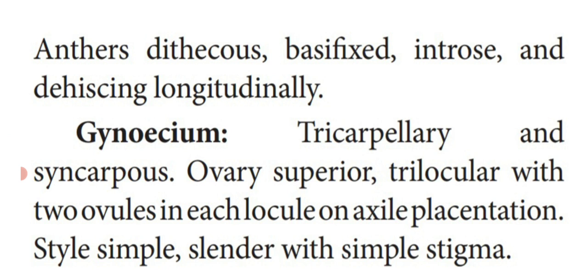Gynoecium: they contain 3 carpels, tricarpellary. So 3 carpels means 3 locules are there, so trilocular. Carpels are attached, syncarpous. Ovary is at the top, so superior ovary. Within each locule, they contain 2 ovules on axile placentation. Style is simple, slender, that means straight, with a simple stigma.